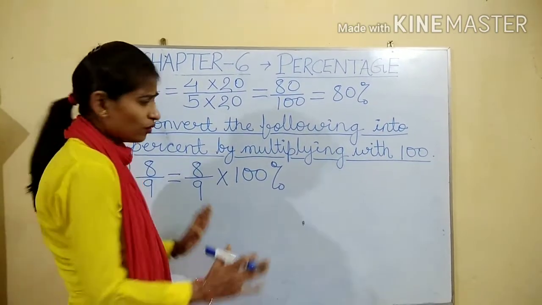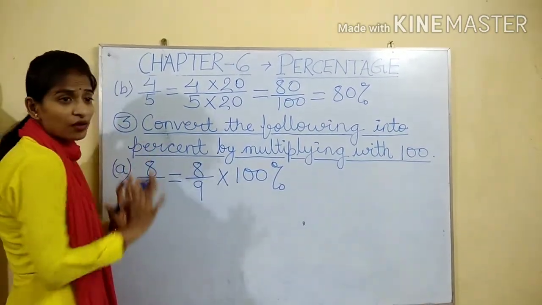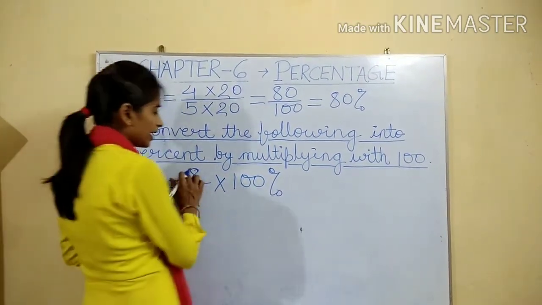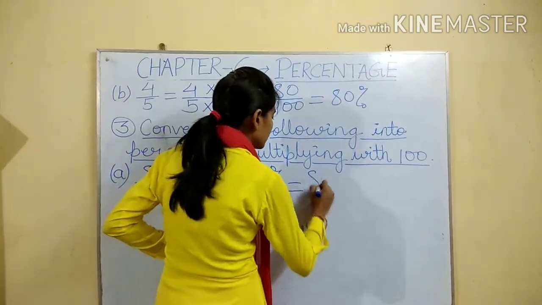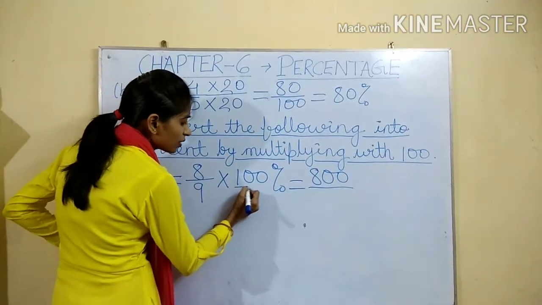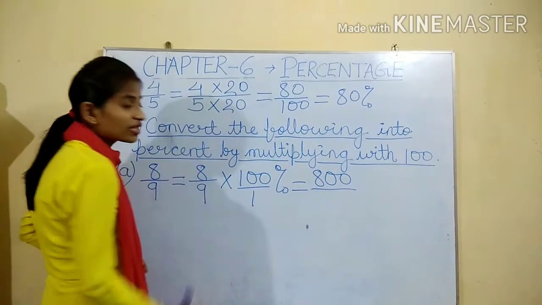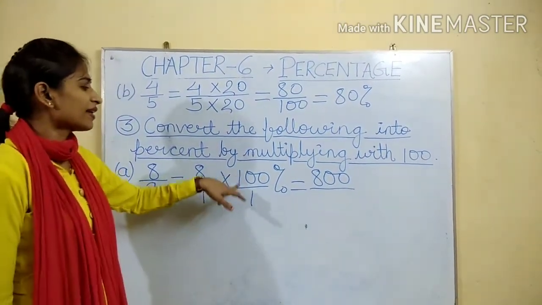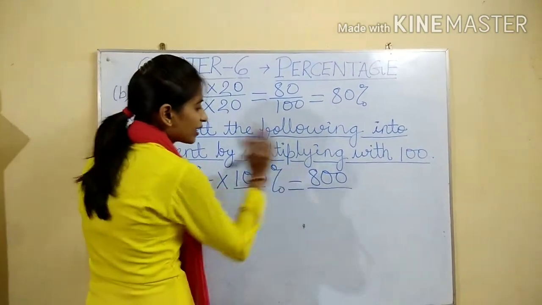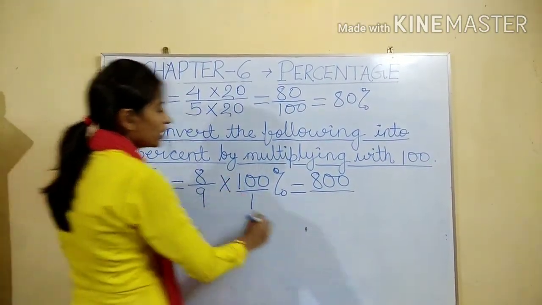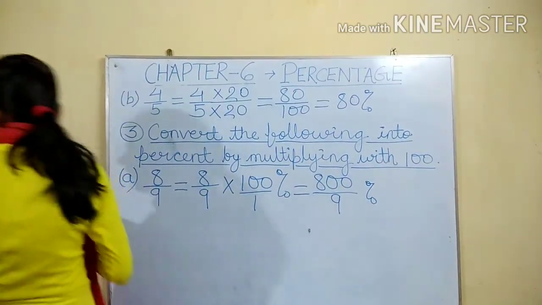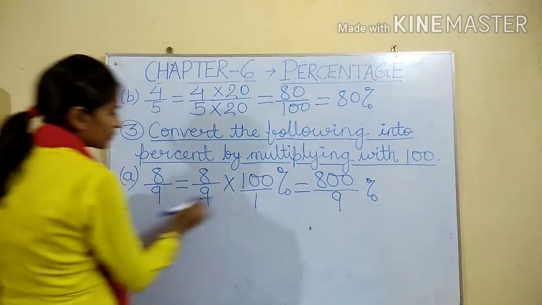So what we will do? The numerator we will multiply, and then we will divide it by the denominator. 8 into 100, 800. And here in the denominator nothing is written, it means 1 is there. 100 we can write as 100 by 1. So 8 into 100, 800, and 9 into 1, 9. 800 by 9%.